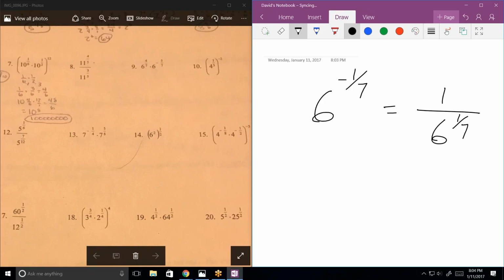If I have 2 divided by 3 to the -4, even though that's in the denominator, I can just move it to the numerator and change it to 2 times 3 to the +4. So anytime you have a negative exponent on either the numerator or the denominator, you can just move it to the other side of the fraction bar. Cool. Okay. Number 10.